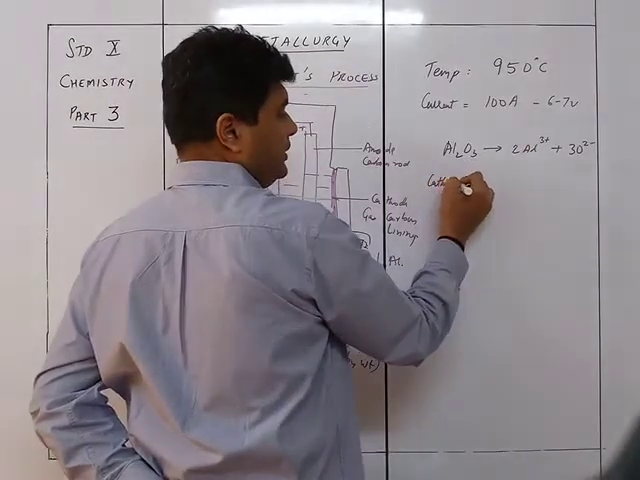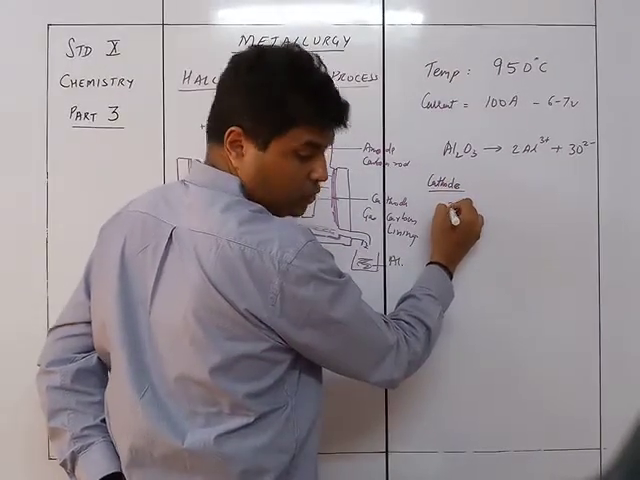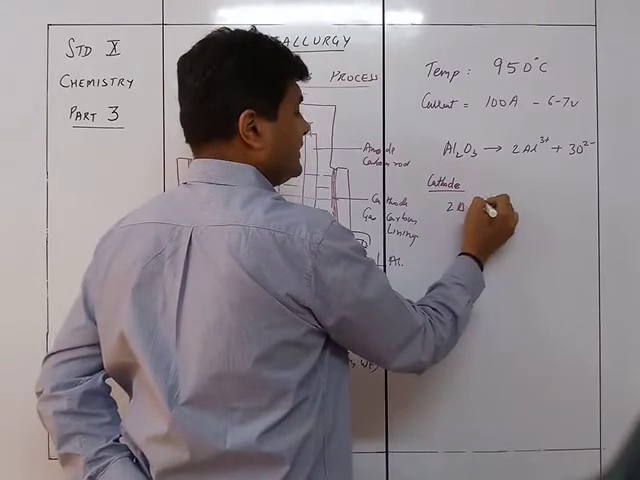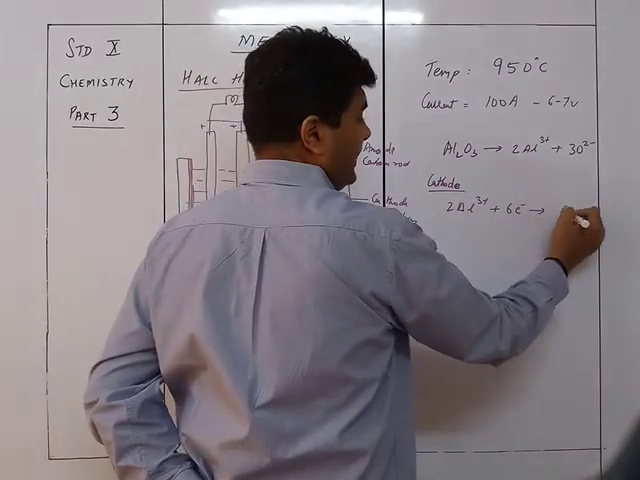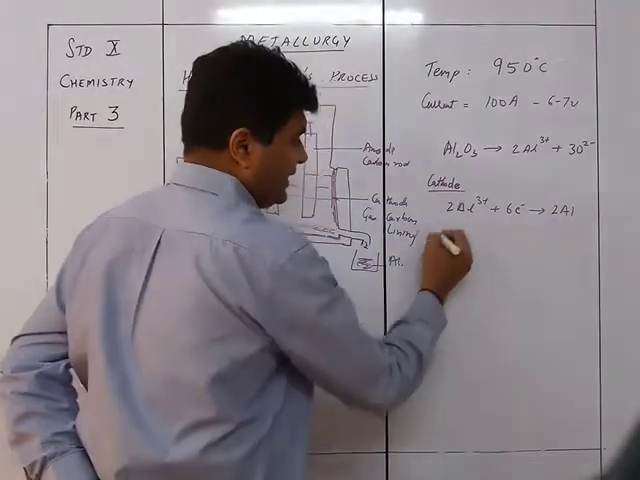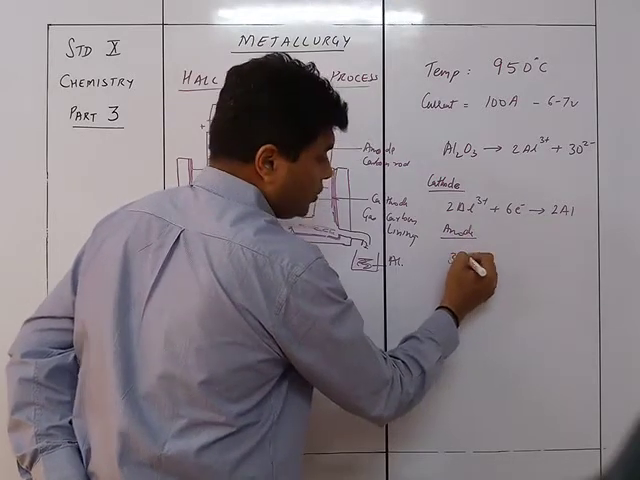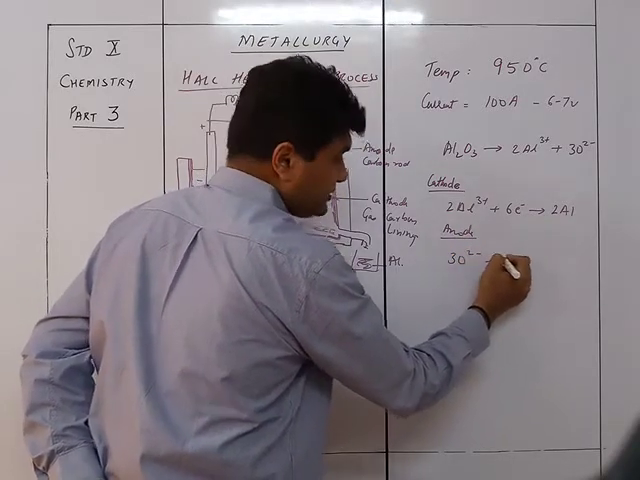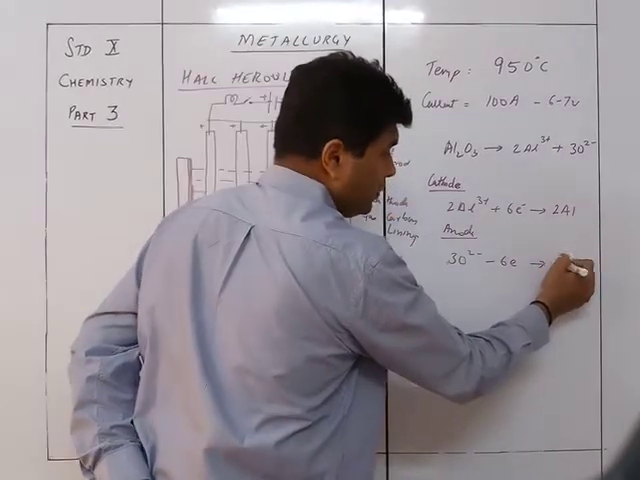At the cathode, 2Al3+ plus 6 electrons is going to give me 2Al. And finally, at the anode, 3O2- minus 6 electrons will give you 3/2 O2.